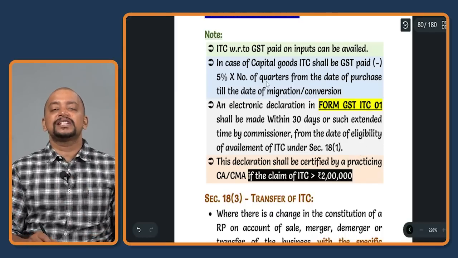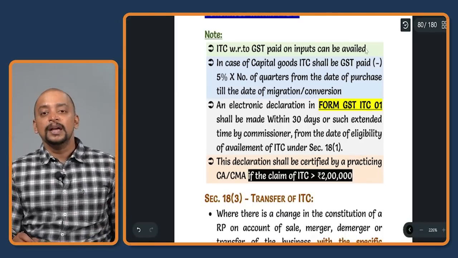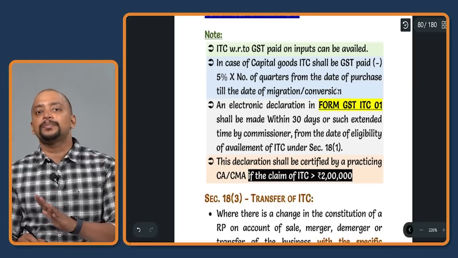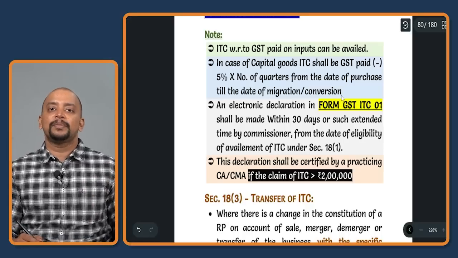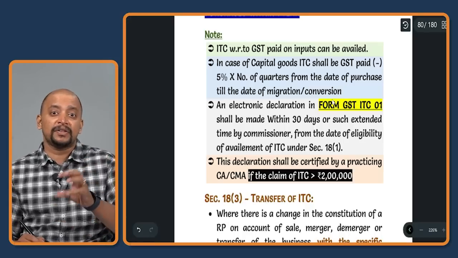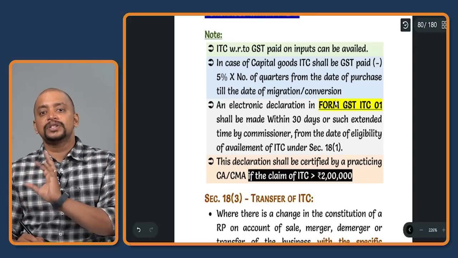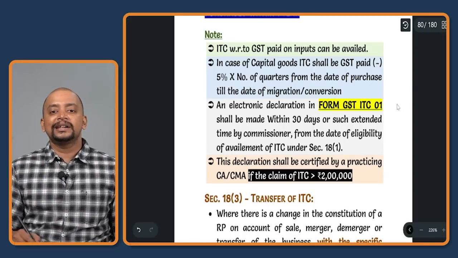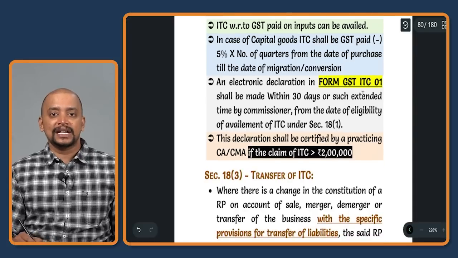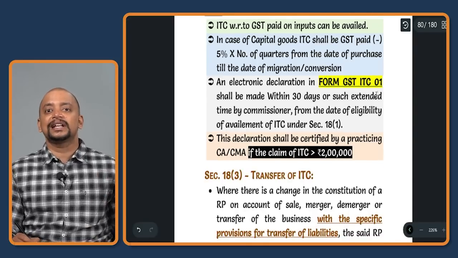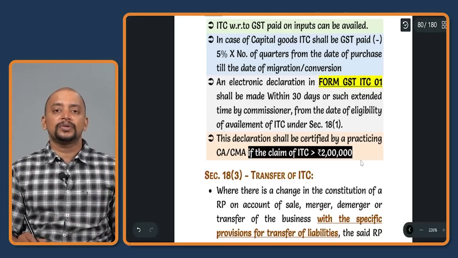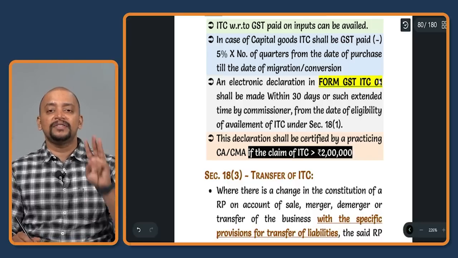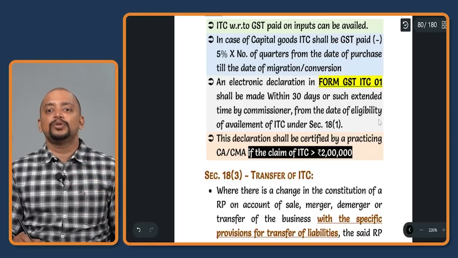Then some special points in this regard. ITC with respect to GST paid on inputs can be availed fully, but in case of capital goods we need to reduce 5% like depreciation. So ITC with respect to capital goods is GST paid minus 5% for every quarter or part thereof from the date of purchase till the date of closing stock conversion date. Okay, and we need to file an electronic declaration for availing this ITC. That electronic declaration is in form GST ITC-01, and that should be duly certified by a chartered accountant or cost accountant if the amount of ITC exceeds 2 lakhs, and this form should be filed within 30 days from the date they are eligible to take ITC.